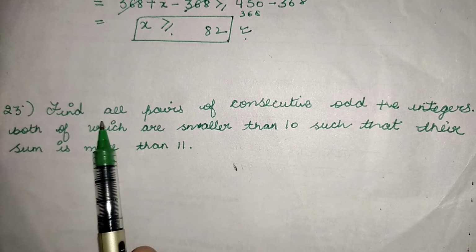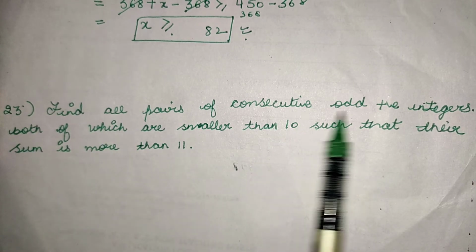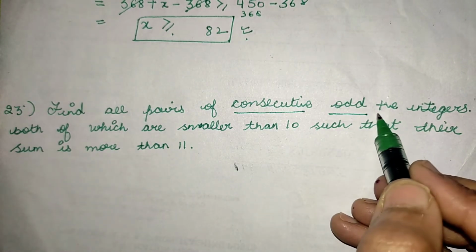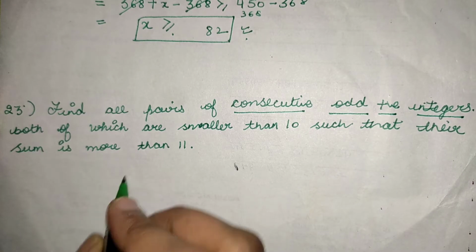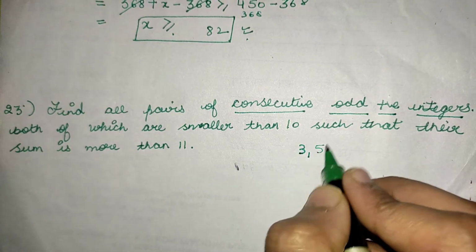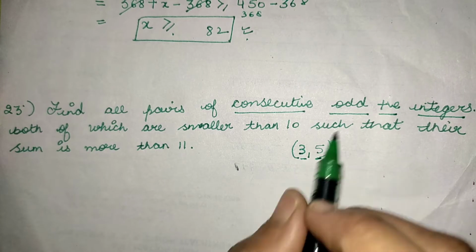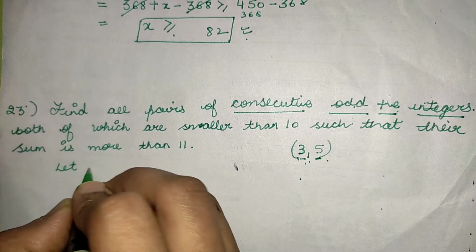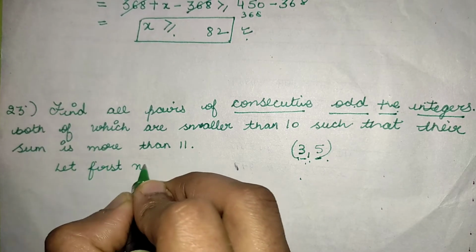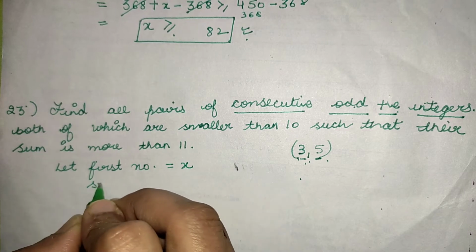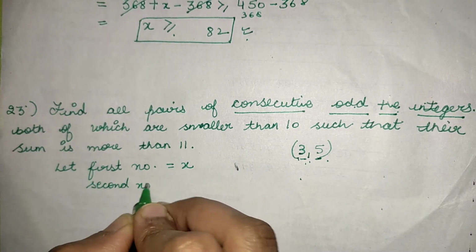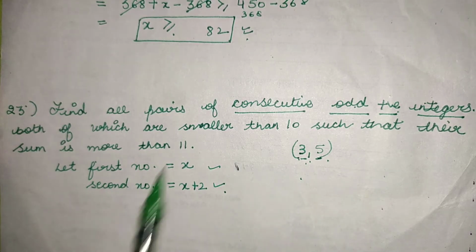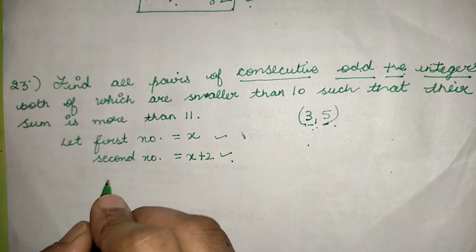Moving to question number 23, which says: find all pairs of consecutive odd positive integers. Consecutive means if my first number is 3, then my second number should be 5. The numbers should be odd and positive. So let my first number be x, then my second number will be x plus 2, both of which are smaller than 10.